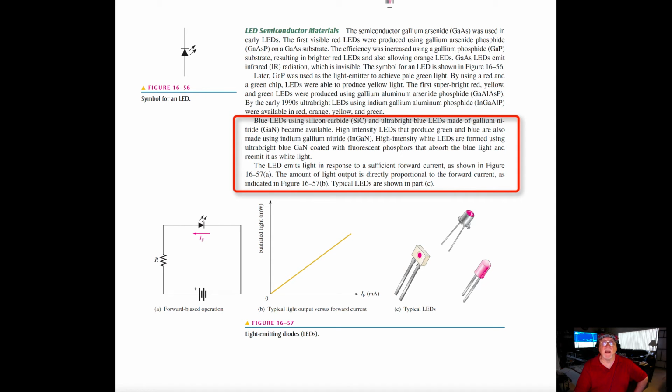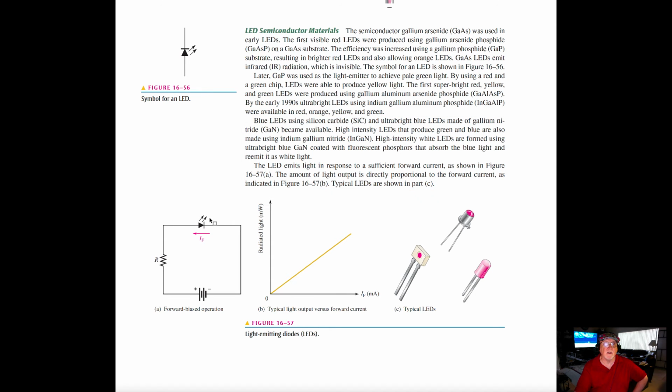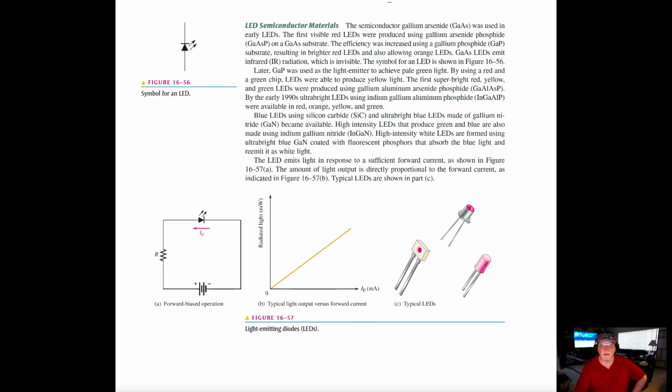LEDs emit light in response to a sufficient forward current. As shown in the figure, the amount of light output is directly proportional to the forward current, as indicated by the graph. So there's your typical symbol for an LED, a diode with a couple little arrows on it saying that it's giving off light. And here is your typical packaging for an LED.